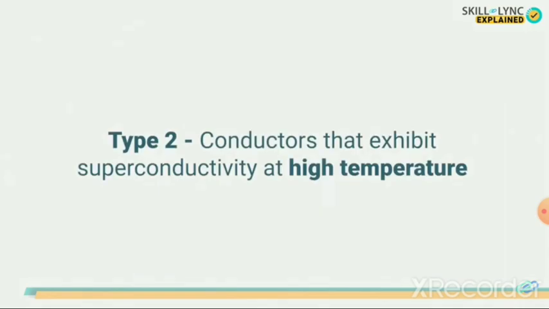So far, we've talked about superconductors that are categorized into type 1 superconductors. But there are also some materials that exhibit superconductivity at a high temperature. Those materials are categorized as type 2 superconductors. However, the reason behind the superconductivity at high temperature is still largely unknown.